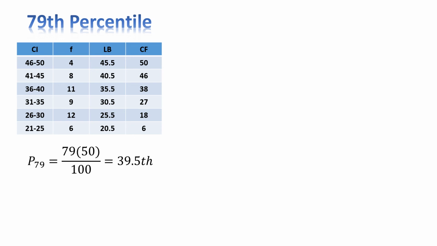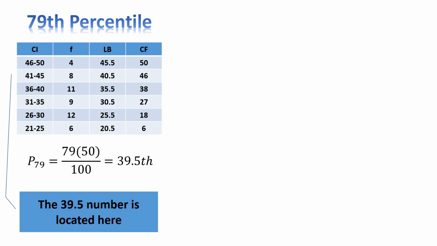So saan makikita yung 39.5 na yan? Okay, so remember, dito makikita sa pinaka-bottom yung 1 to 6, nandito yung 7 to 18, andito yung 19 to 27, andito naman yung 28 to 38, at dito yung 39 hanggang 46. So, ibig sabihin, nandito siya. Nandyan yung kanyang location. So, 39.5 is located here.